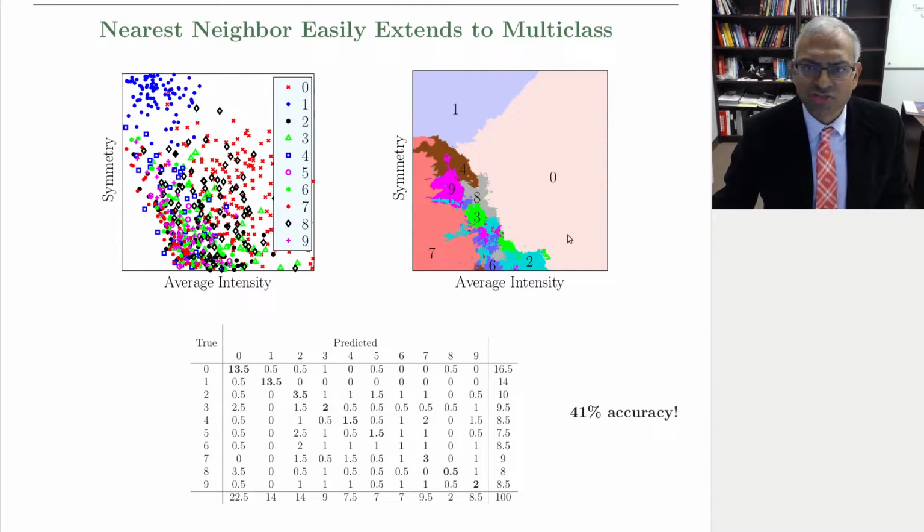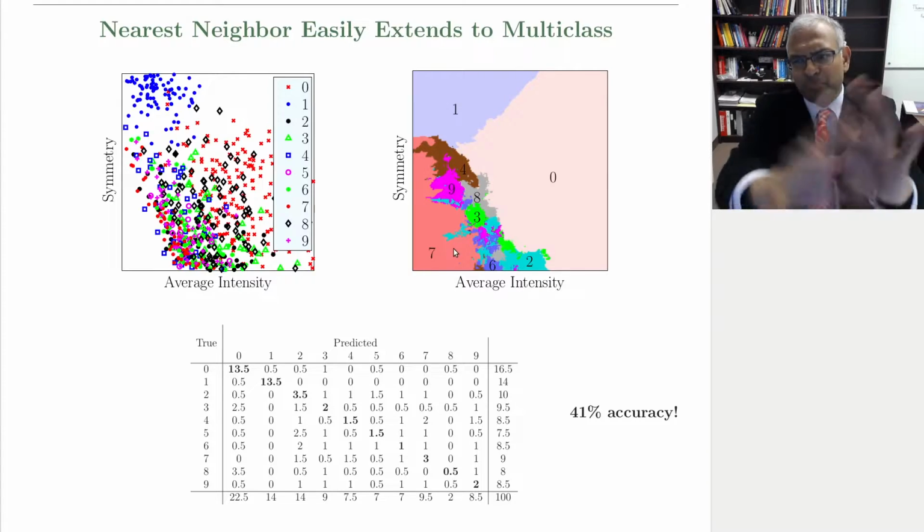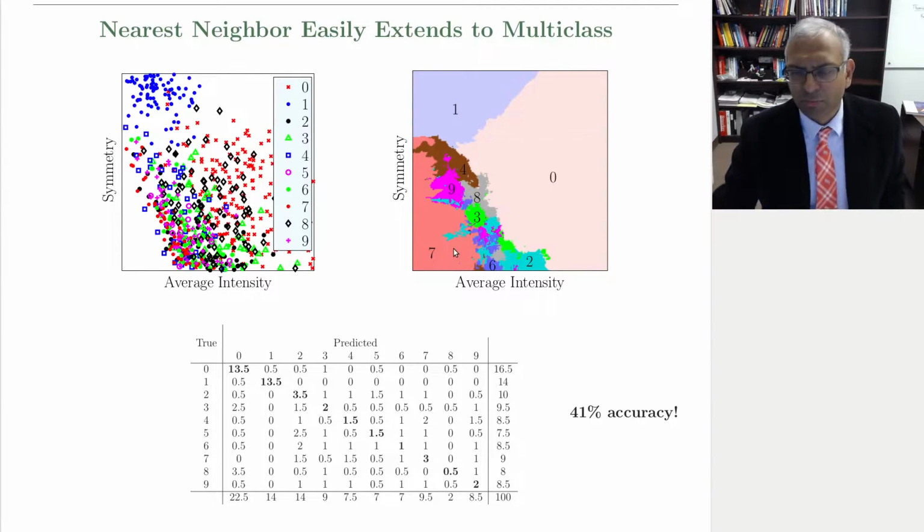So 0 is this region with pretty high average intensity and a pretty high symmetry. This whole region here. 7 has not much symmetry and not much intensity. 1 has a lot of symmetry, but not much intensity. 9, 8, 3, 6, 2, and so on. What a beautiful classification. What a beautiful separation of your space into regions that correspond to 0, 1, 2, and this is all created by the nearest neighbor algorithm seamlessly.